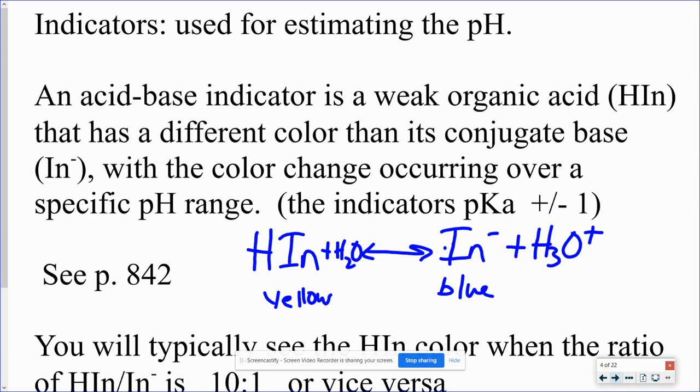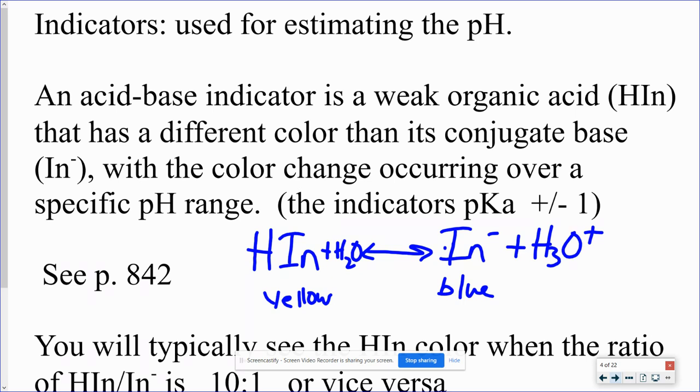Indicators, we've talked about using phenolphthalein. We could use other indicators, or we would have to use different indicators if it were a weak acid or a weak base titration, which we'll get to later. The whole idea of the indicator is that it itself is a weak acid or a weak base, and so it changes color when there is a hydrated form versus unhydrated form. And when that ratio is 10 to 1, then you can actually see a color change.